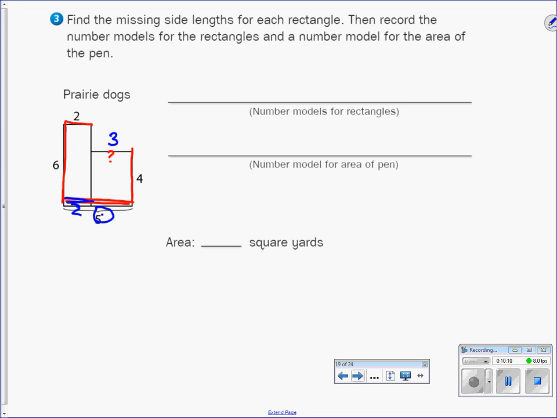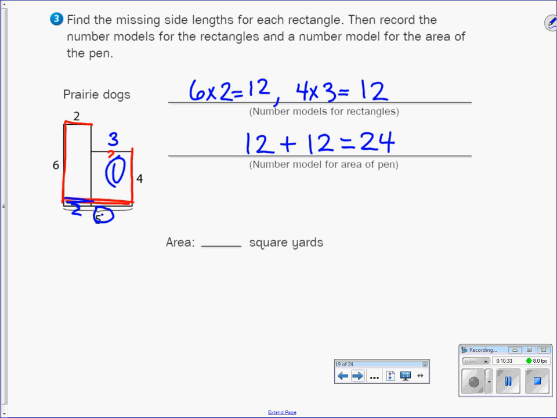So my number models would be 6 times 2 equals 12, and then 4 times 3, which would give me this one, equals 12. And then I'm just going to add those 2 different rectangles up, 12 plus 12, and that equals 24. And my area of that rectilinear would be 24 square yards.